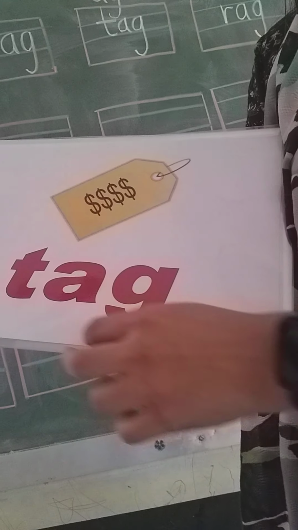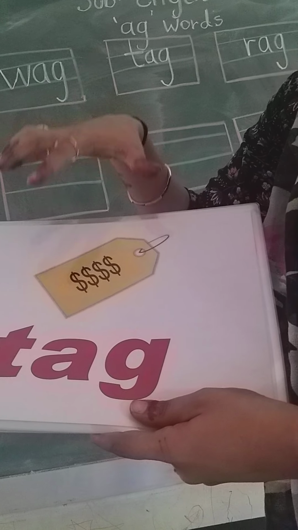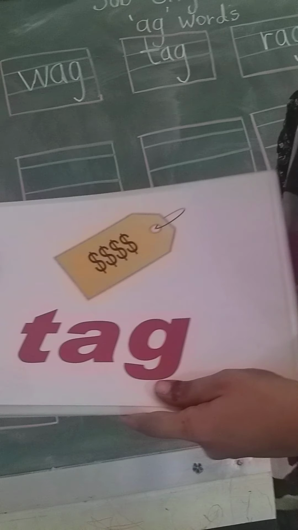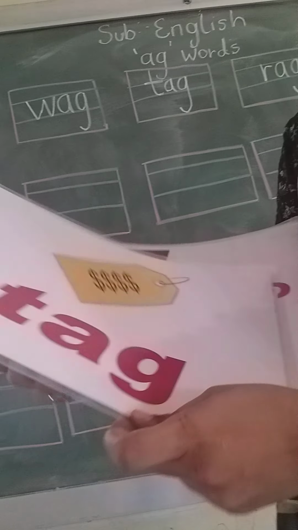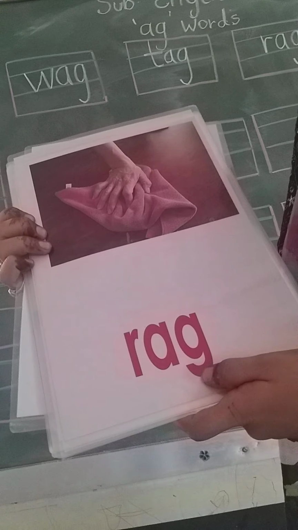T-ag, tag. Tag means when we buy new clothes or something, we see a tag which is hung on our clothes or essential items. R-ag, rag. Rag means this cleaning cloth.